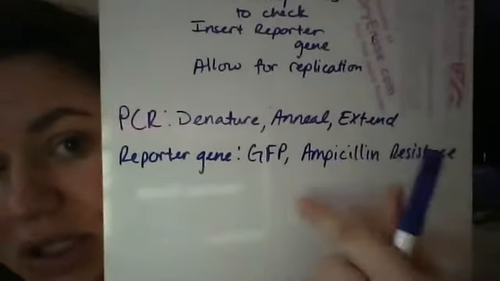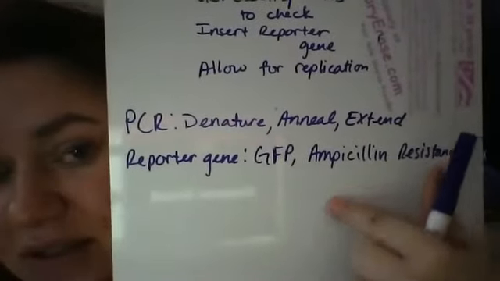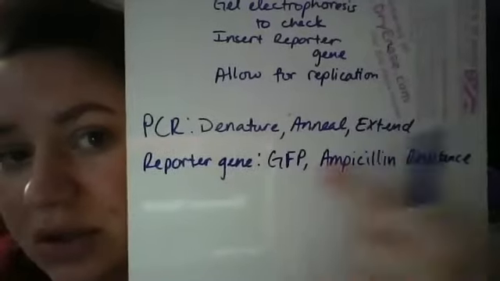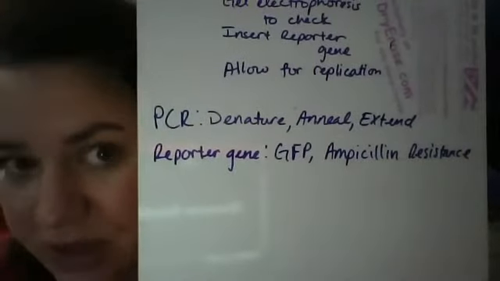Reporter genes. They can be what we call GFP, or they can be ampicillin resistance. GFP literally stands for green fluorescent protein, and then ampicillin resistance speaks for itself. I'll talk about that in just a quick sec. All right, so PCR, you have to know those 3 steps and what they are. You denature the DNA, you add primer, that's the annealing, and then you make your DNA through the extension part. That's all that is.